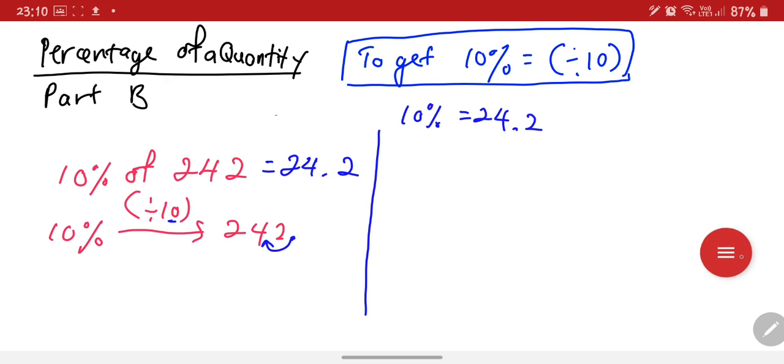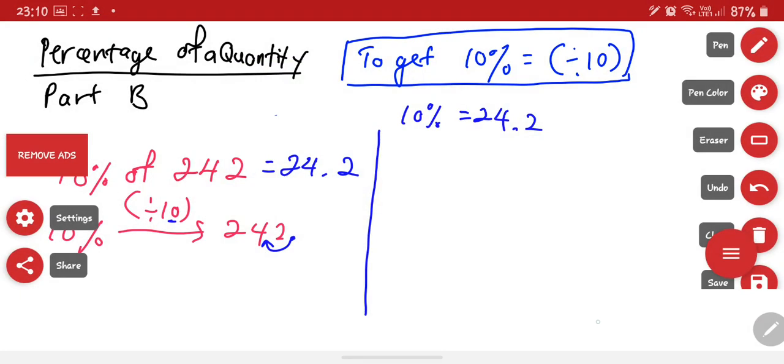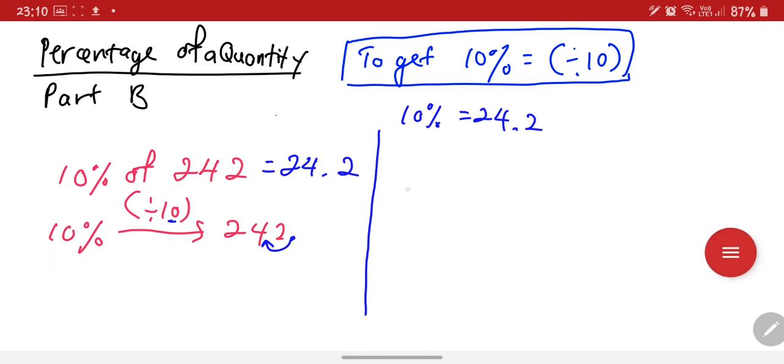Now let's say you have another question that uses the same number, asking you to get how much is 20% of 242.